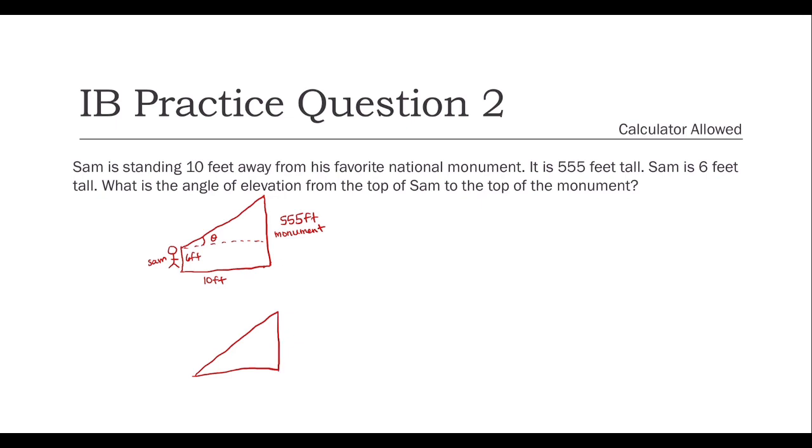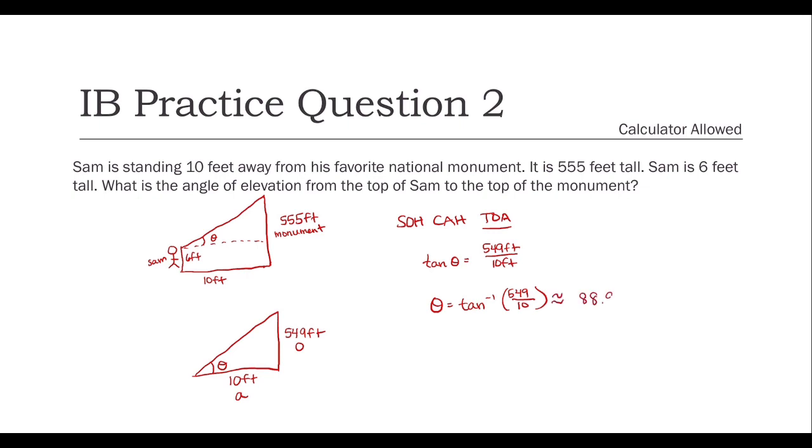We need to subtract 6 from 555 to find the difference in height from the top of Sam to the top of the monument. So that would be 549 feet. He's 10 feet away from the monument, so this is obviously not drawn to scale. And we're looking for theta. So in our SOHCAHTOA, we have our opposite and our adjacent relative to the angle. So we're going to use tangent. Tangent of theta equals our opposite, 549 feet, over our adjacent, 10 feet. To solve for theta, we'll take the inverse of tangent. So theta equals tan inverse of 549 over 10, which is approximately 88.96 degrees.